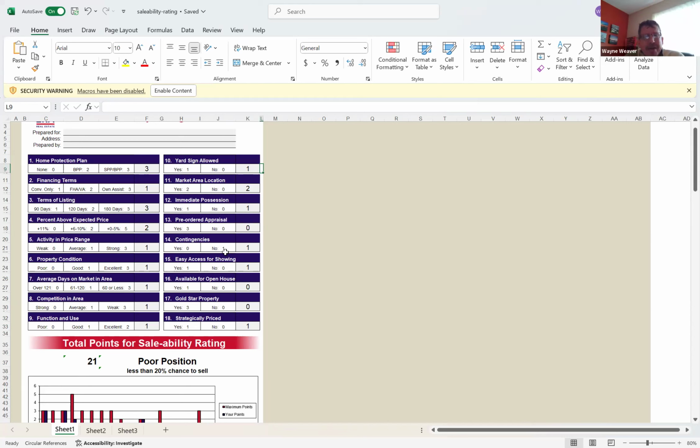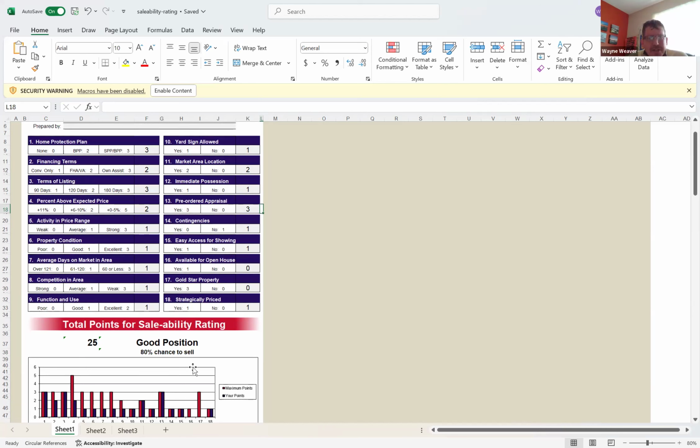And then it's just a matter of going through here to determine what we might be able to change. So let's say, in financing terms, I am not owner assisting, period, but I'm going to do some trim work and qualify it for FHA because I have some peeling paint. So I'm going to increase this one to 2. Maybe we actually do a pre-ordered appraisal, so we know exactly what the value is. I'm going to do that to 3. So now I've gotten 5 more points here, and I'm in a good position to sell.